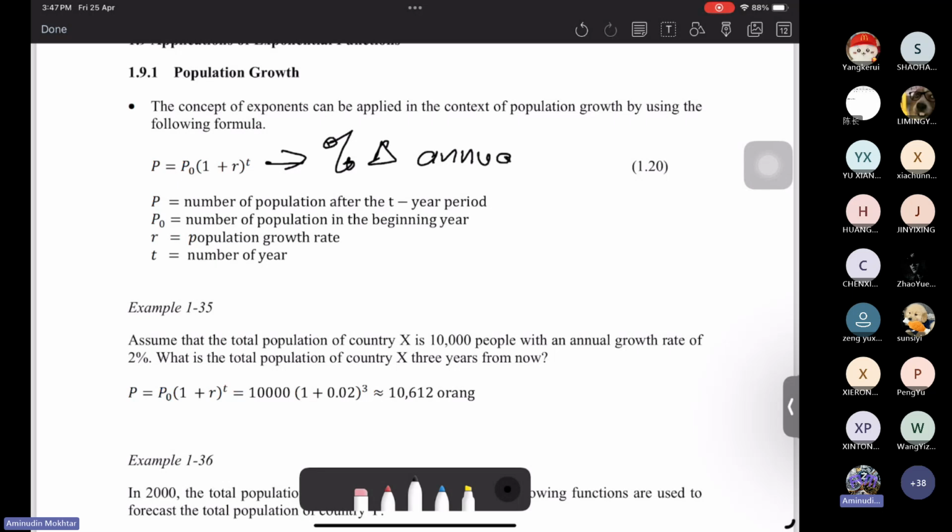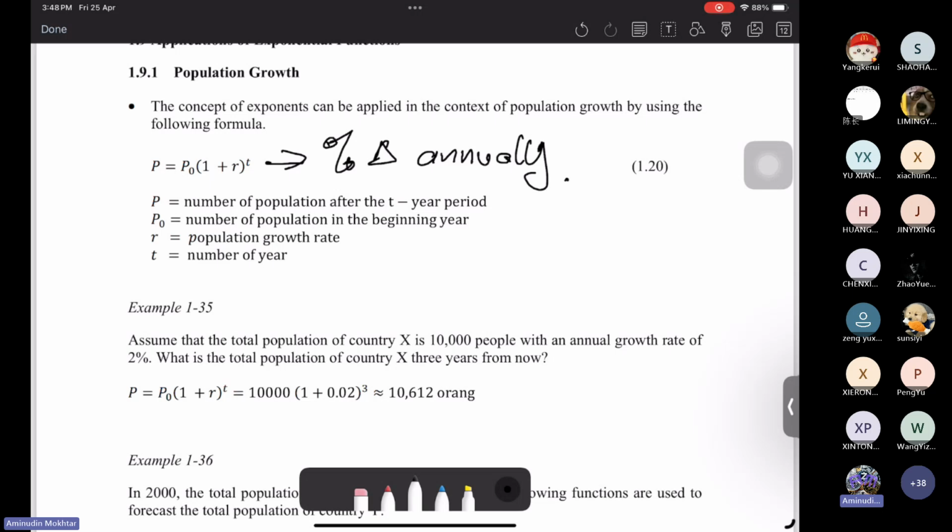Normally, the percentage is calculated annually. It is the percentage change of the population level. So the population growth can be calculated by using the following formula: P equals P0 times (1 plus R) to the power of T, where P is the population after the T-year period, the population at year T.